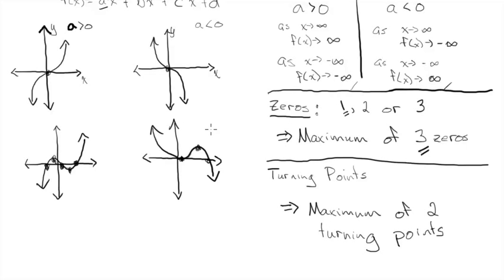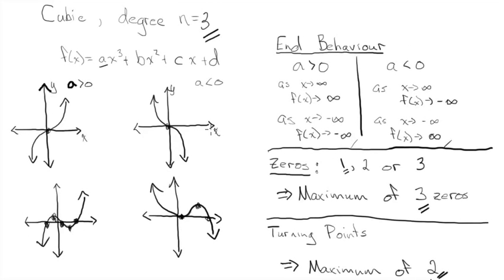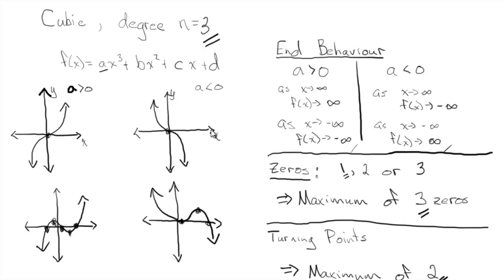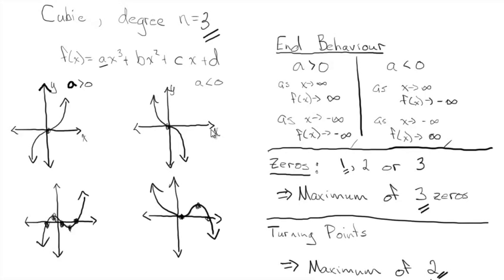So again, this number here is 1 less than the degree, right? Our degree was 3. Degree 3 polynomial, maximum of 2 turning points. So again, that followed the pattern from linear, which had no turning points. Quadratic had 1 turning point, and now we have 2 turning points. So it seems again like we have a pattern.